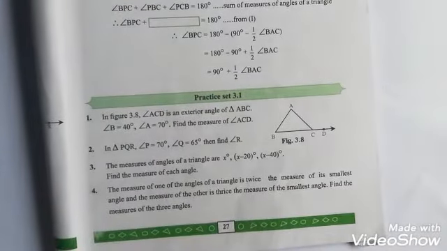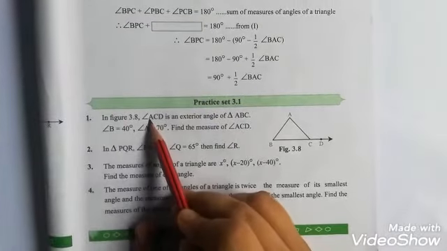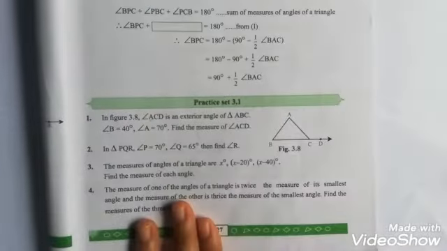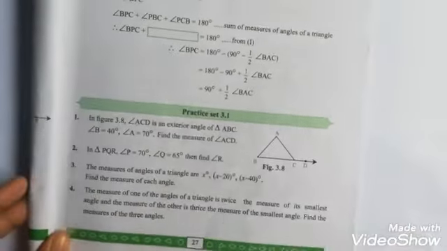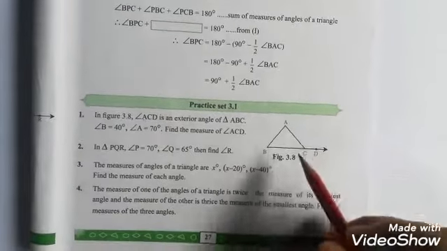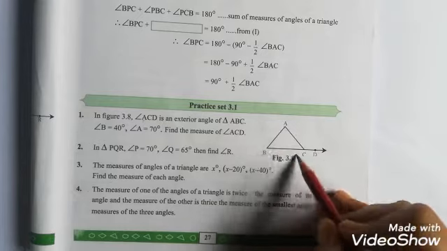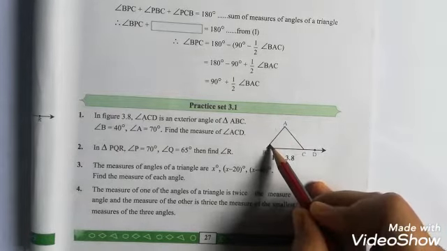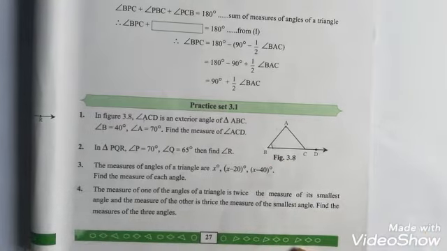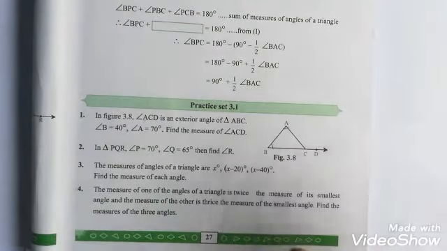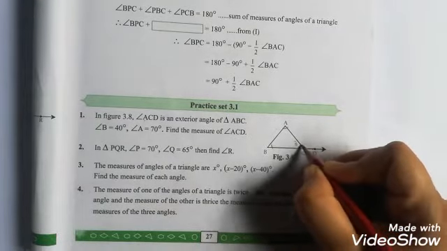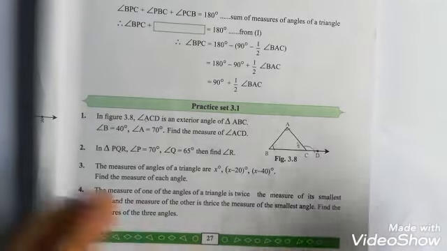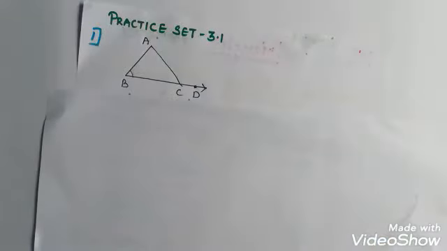Let us begin with practice set 3.1. The first question: the figure is already given to us. In the figure, angle ACD is an exterior angle of triangle ABC, where angle B is 40 degrees and angle A is 70 degrees. We have to find the measure of angle ACD.